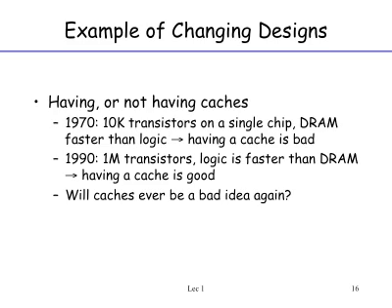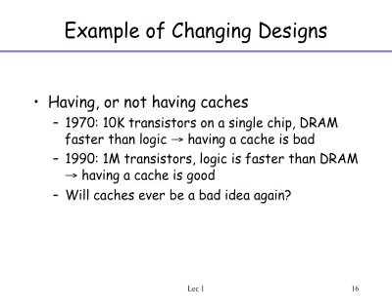Examples of changing designs. Here's a very good example, although it's a bit outdated. Cache is, in fact, not a good thing at the very beginning. In the 1970s, believe it or not, the DRAM is in fact faster than logic. So the memory access speed is faster than computing. It does not make sense to have a cache as a part of the processor, because you will not improve the performance, you actually will drag down the performance.